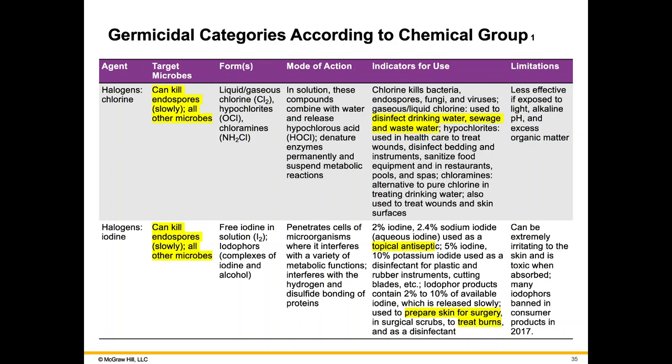If you have a pool, what do you add to it? Chlorine, because it disinfects the water. Sewage and wastewater is also disinfected using chlorine. Iodine is very commonly used in the healthcare fields. It can kill endospores and all other microbes, so it can be a sterilant. It's typically used as a topical antiseptic, which means it's used on the skin. So it is used very commonly to prepare the skin for surgery, to treat burns, etc.